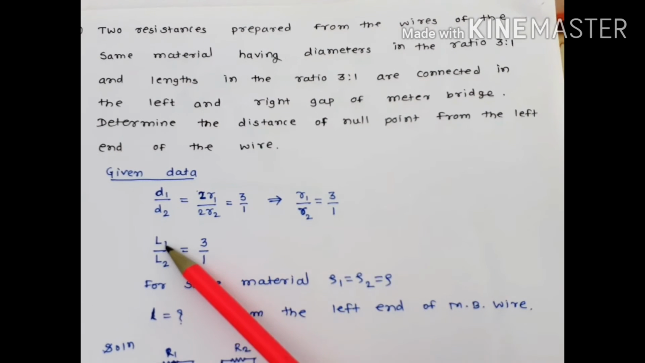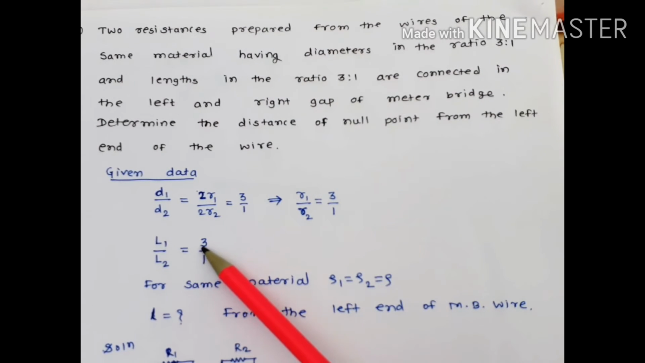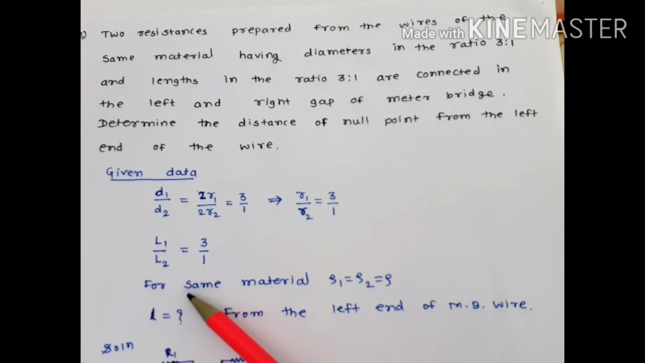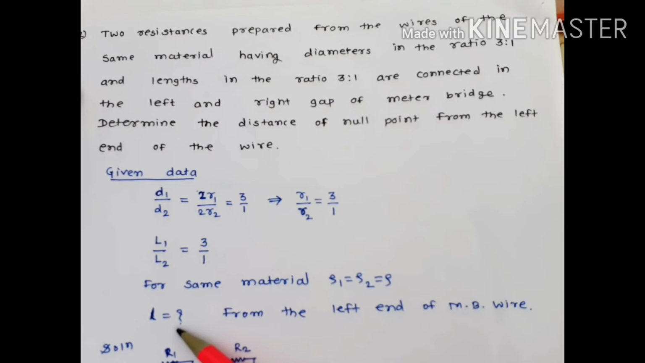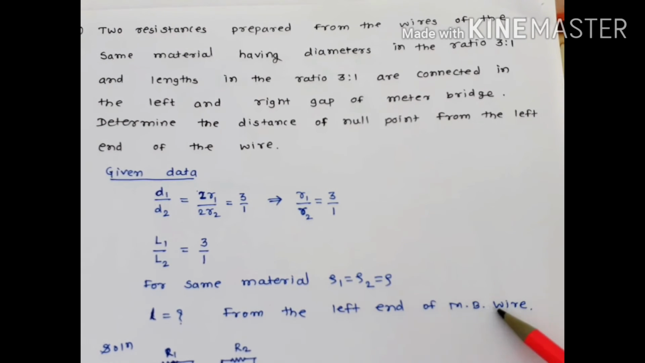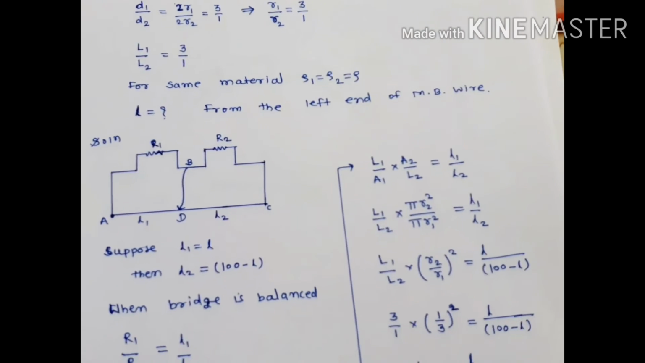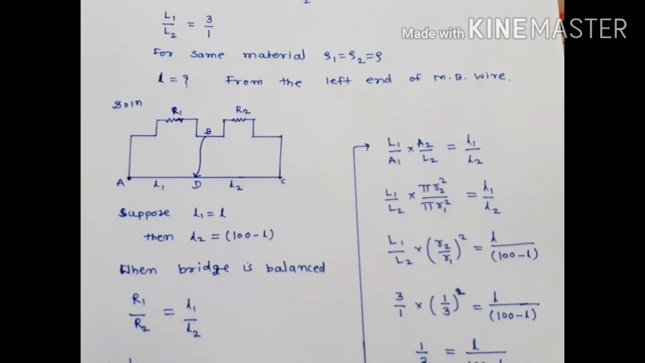The length ratio is given, L1 upon L2 is equal to 3:1. Then for the same material, rho 1 is equal to rho 2 is equal to rho. And here our aim is to determine the balancing length from the left end of meter bridge wire. Now let us see the solution.